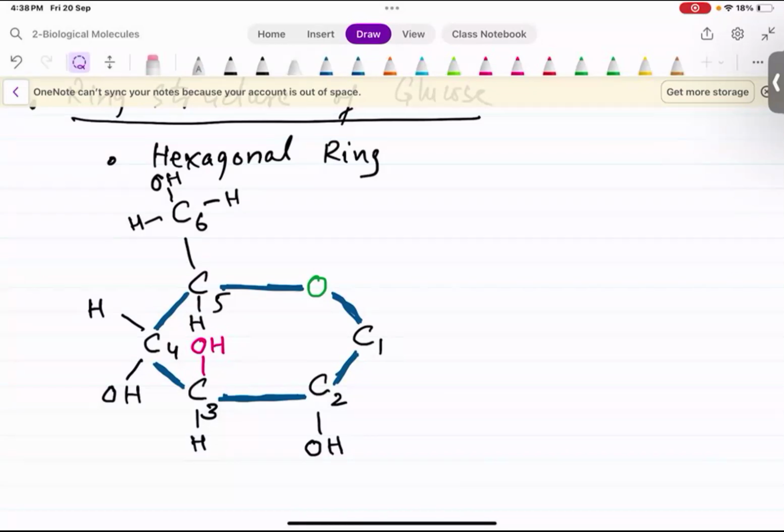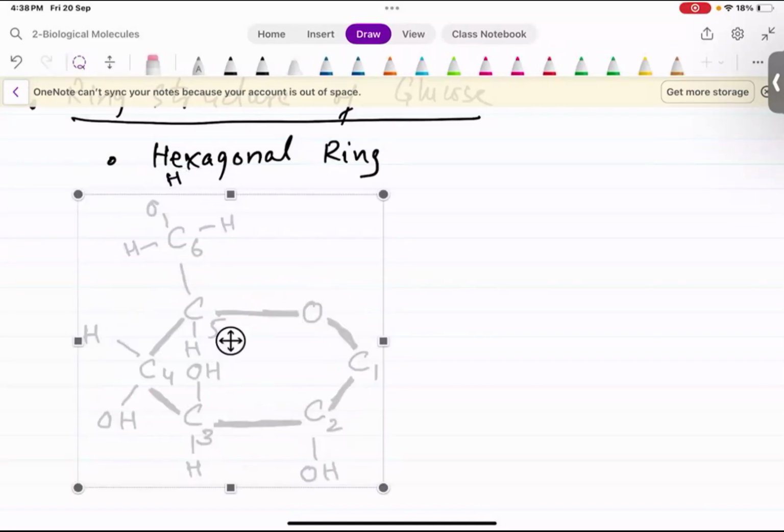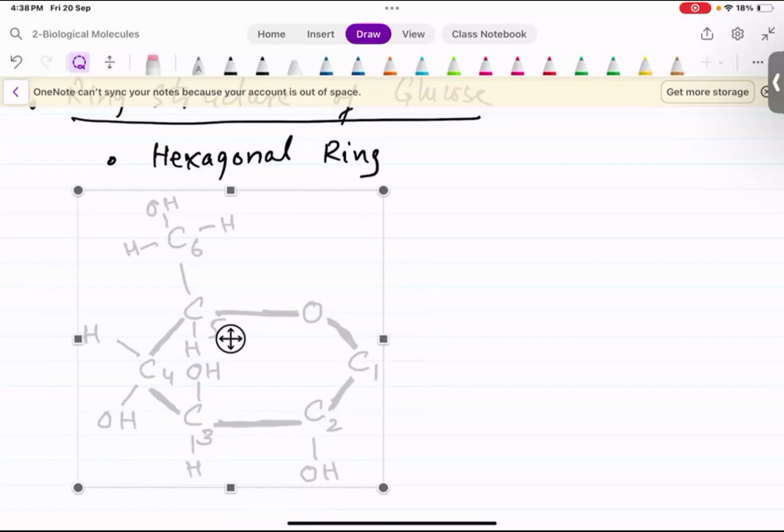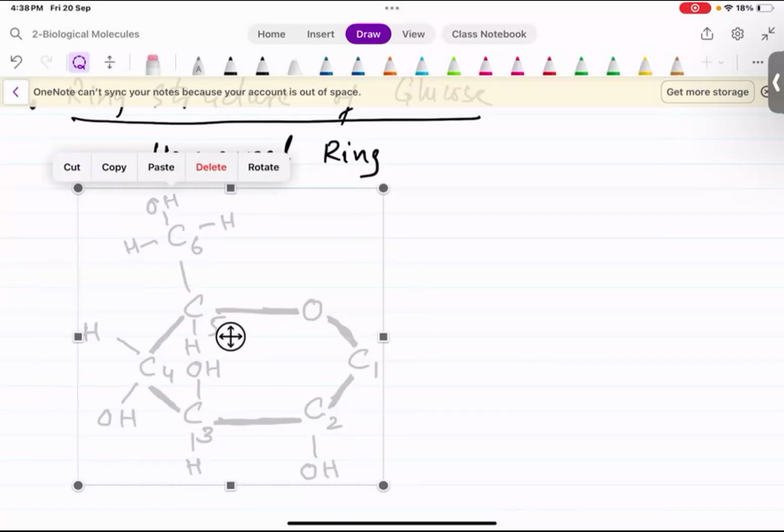So there is a difference at carbon number 1 in alpha glucose and beta glucose. Otherwise, there is no difference in the rest of the other places. If I can copy it, this is copied.